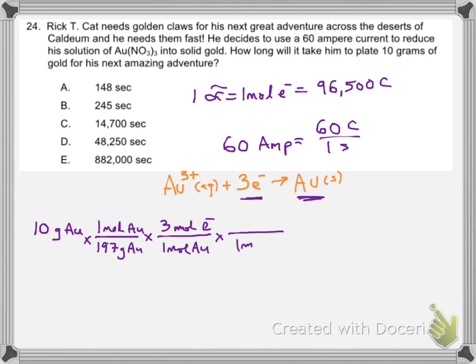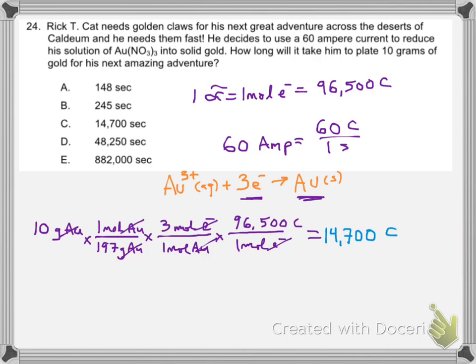So 1 mole of electrons equals 96,500 coulombs worth of charge. Okay, that's that conversion factor that we saw before. I always like to stop at coulombs kind of as a checkpoint in the middle of the problem because it's going to be the connecting factor between this thing. So I'm just going to solve and figure out how many coulombs of charge Rick T. Cat needs here. So grams of gold will cancel out. Moles of gold will cancel out. Moles of electrons will cancel out. And we'll be left with 14,700 coulombs of charge.